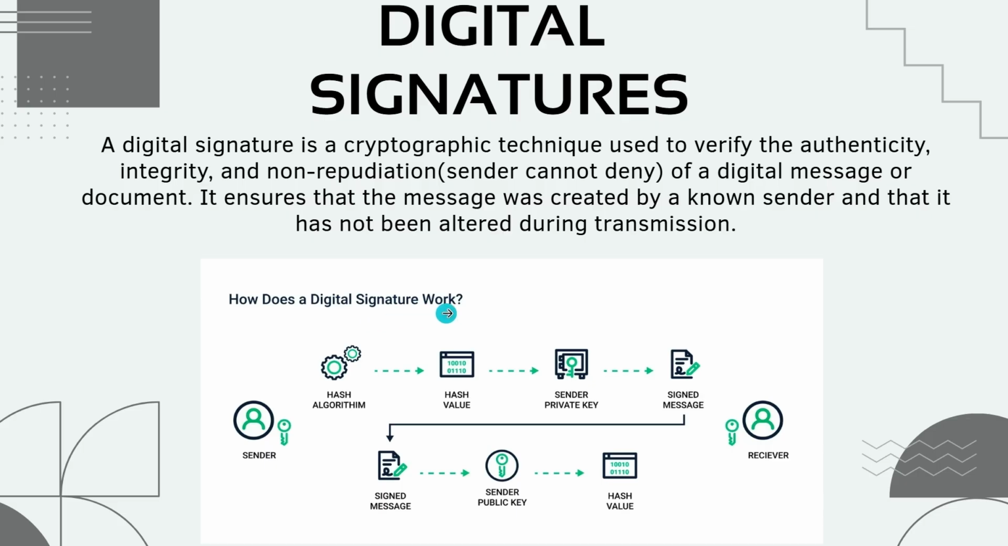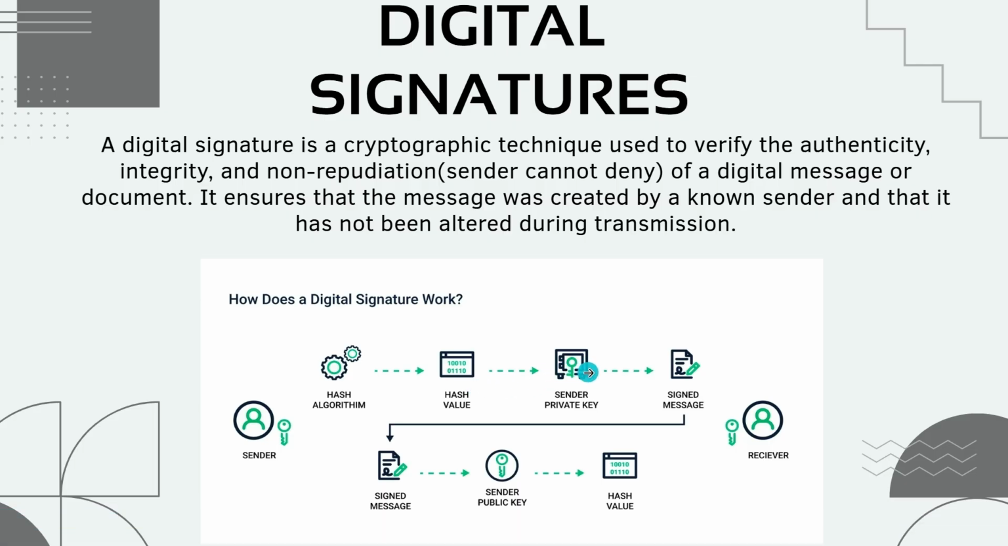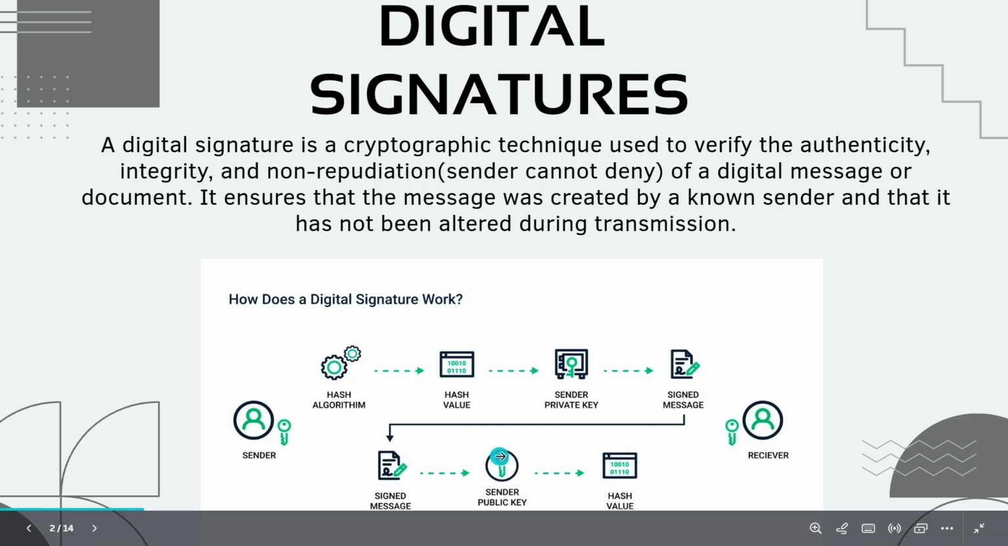How does a digital signature work? The sender hashes the data with a hash algorithm, then the sender uses her private key to sign the message, and then the receiver uses the sender's public key to verify it.